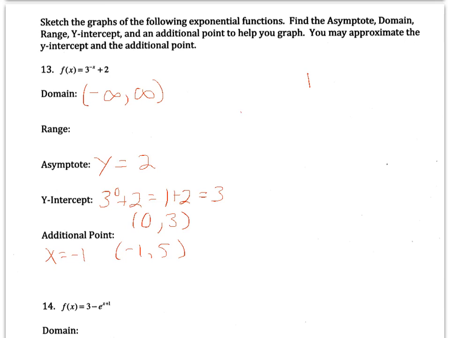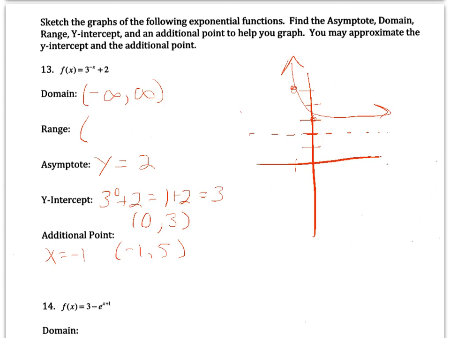And if we graph it, we have our horizontal asymptote up at 2. We have our y-intercept at 0, 3, our point at -1, 5, which means that we have a decay graph, which makes sense since the exponent is negative, and our range would be from 2 to infinity.